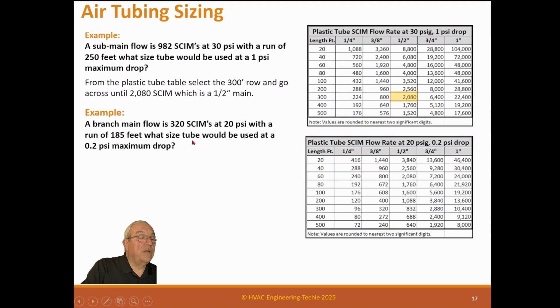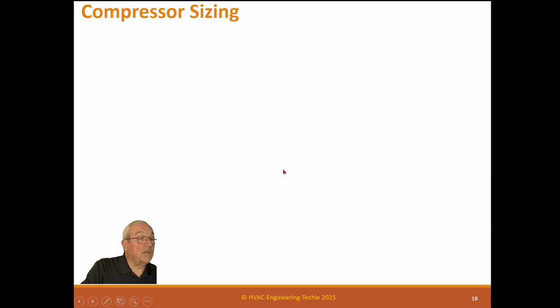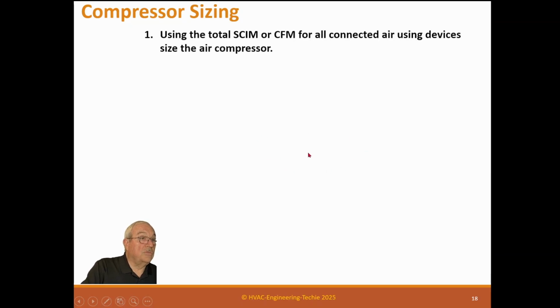A branch main flow at 322 skims at 20 psi with a run of 185 feet, what size tubing should it be? Same thing. So we take the 200 feet, go across until we reach more than 322 skims, which is 3/8. So this could be a 3/8 main. And that's why you size the tubing.